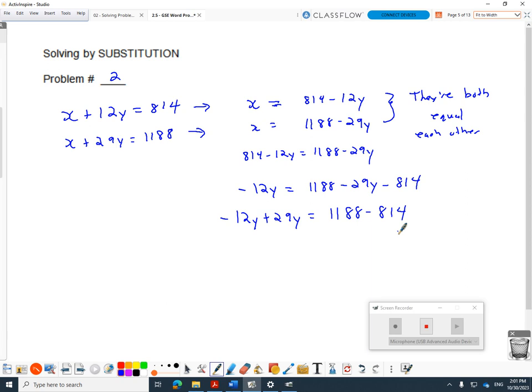What's negative 12 yogurts plus 29 yogurts? Positive 17. How did you do it? Because there's two ways to do it. He just knows. It just pops in his head. Yeah, that's what I was looking for. Look at it, it's really just 29 minus 12. I know the symbols are all over the place, but that's all that's really going on there: 29 minus 12. And then 1188 minus 814.